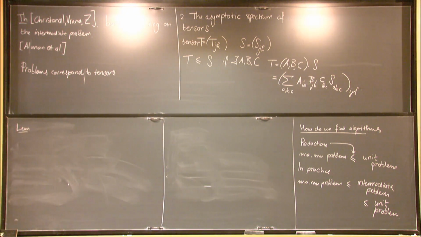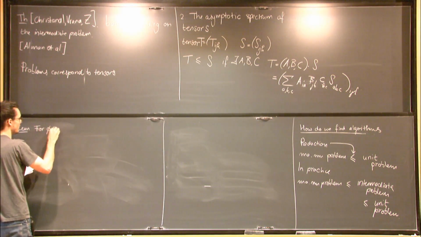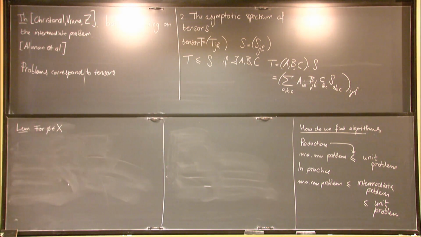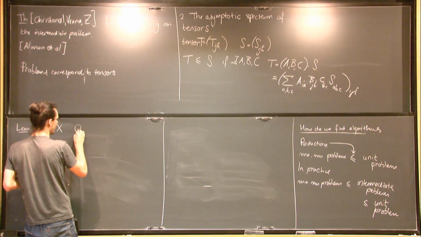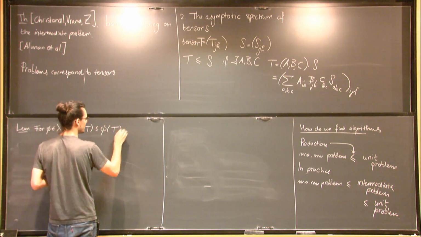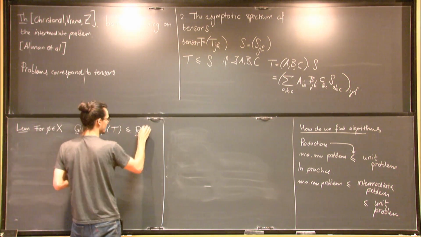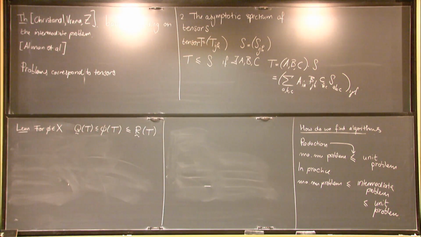I stated that as a lemma last time. If you take any phi in X, then you can use this phi to upper bound asymptotic subrank and lower bound asymptotic rank. That's a simple statement, simple to prove also.